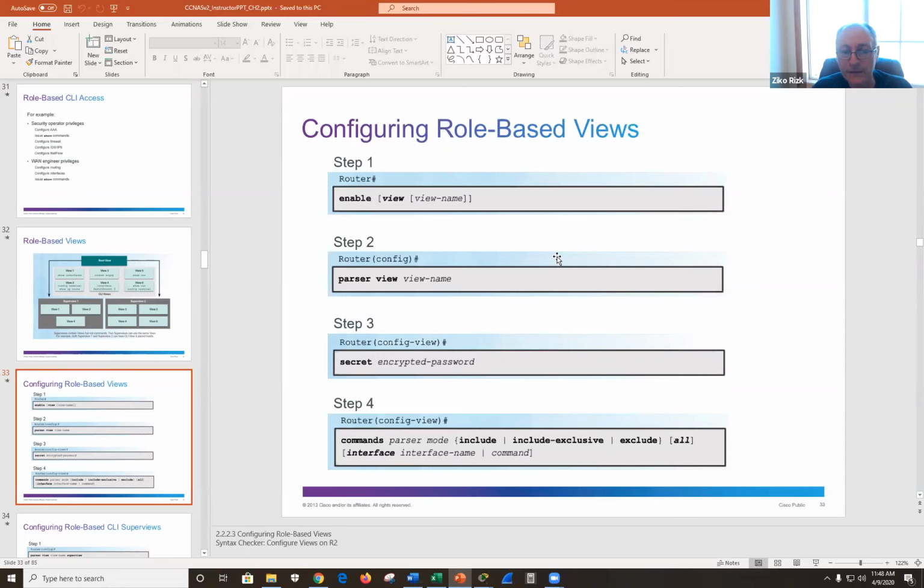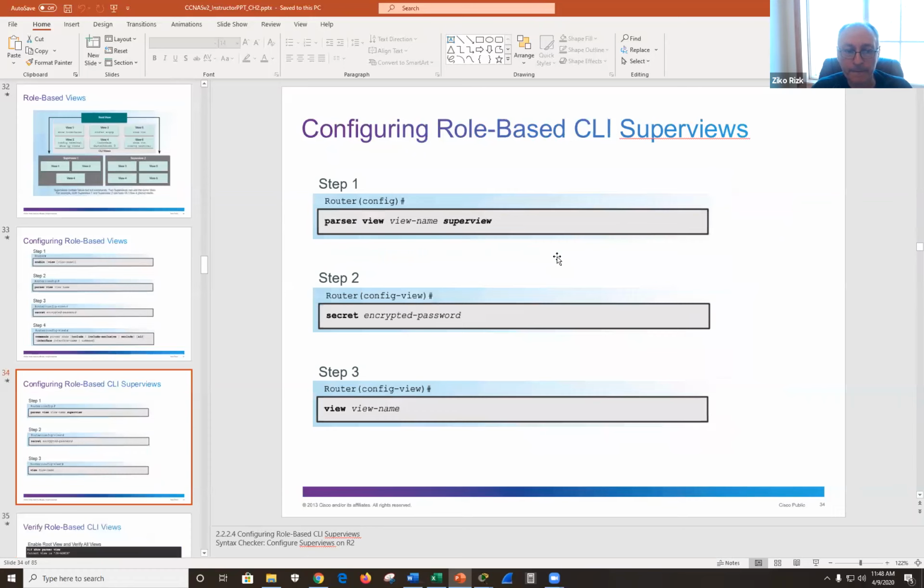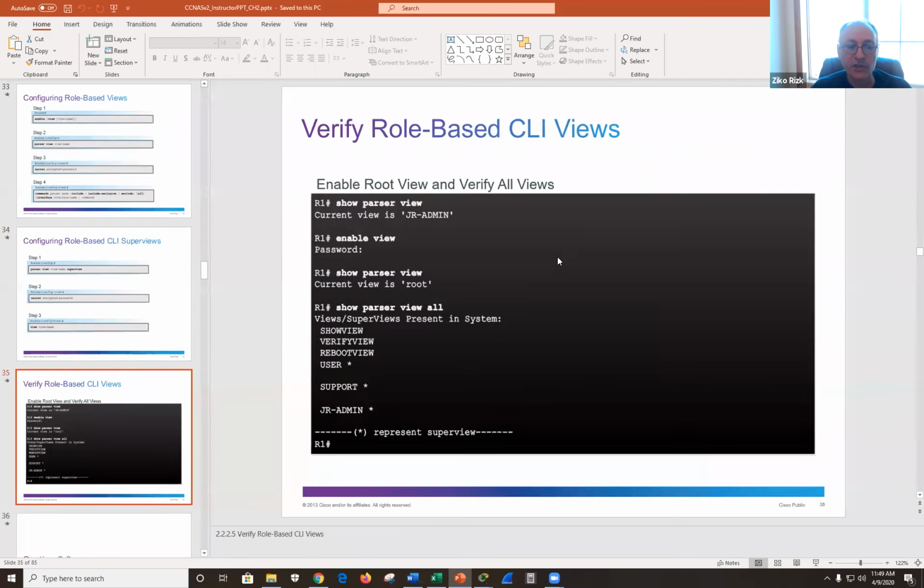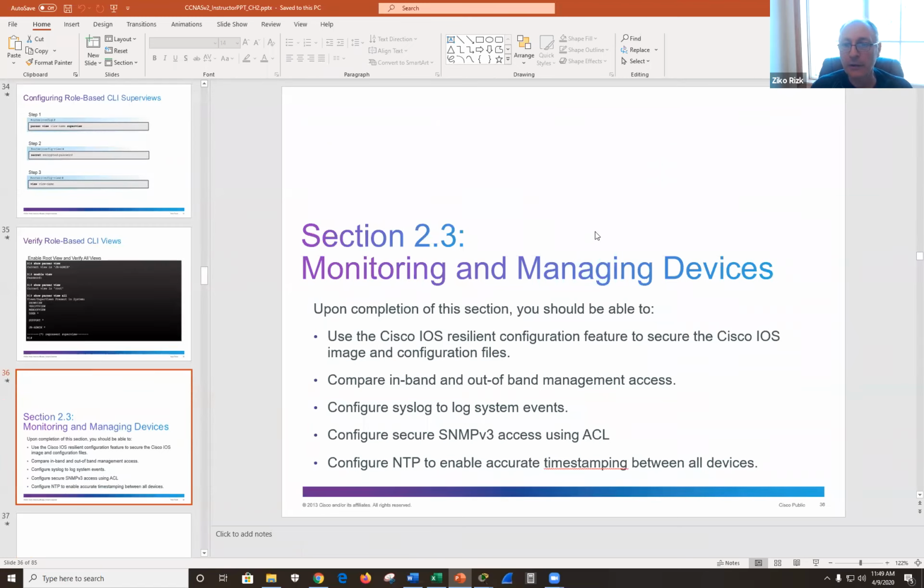Enable a view, give it a name, give it a password, and then you attach commands to that view. Okay. And then if we want, we can create a super view that consists of multiple views. And yes, this is more flexible because of that super view capability. We can create views, and then if we want, we can bundle them together into a super view and then attach that super view to a user, Cody, Zico, Frank, and that's all they can do. And it's showing us how we do it. And that's all I wanted to cover from the slide.